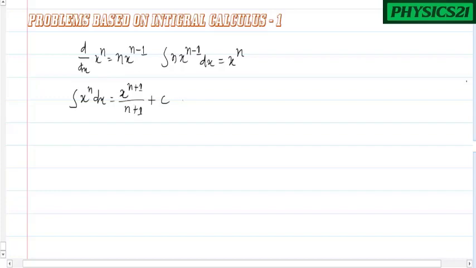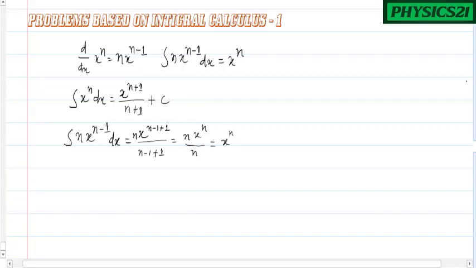If we use this basic formula to integrate n x raised to n minus 1, then let us see what will be its integral coefficient. It will be x raised to n minus 1 plus 1 divided by n minus 1 plus 1, and n is also there. It will be n x raised to n divided by n. It is x raised to n.